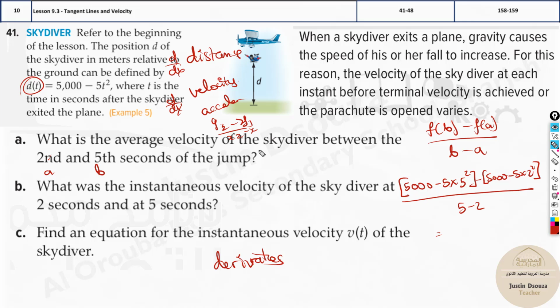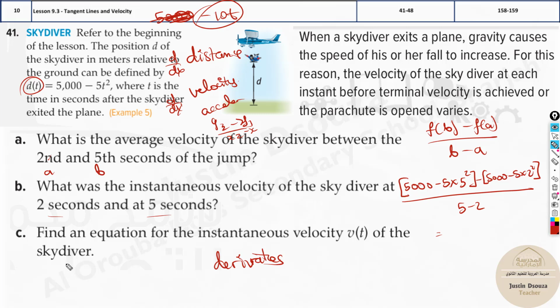So here, you have to just derive this. That will be 5000 minus 10. Sorry, derivation of a constant is 0. Only it will be minus 5 times 2 is 10t. This is the thing, minus 10t. But what I will do is, I will show you a direct shortcut method in the calculator to find this.